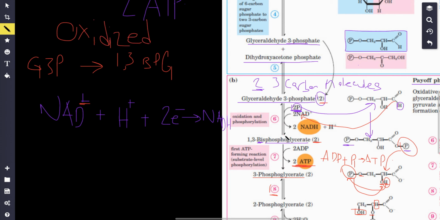This is giving away the electrons. Now, if something is giving away these electrons, something has to be receiving them, right? And so this NAD plus is receiving the electrons, and therefore this is a reduction reaction. We would call this a reduction reaction.